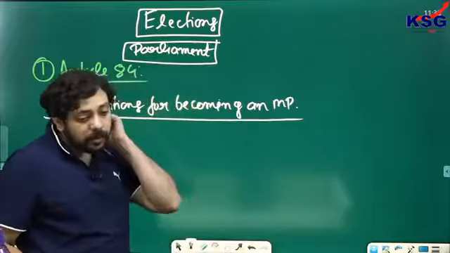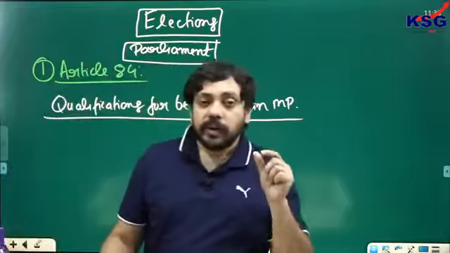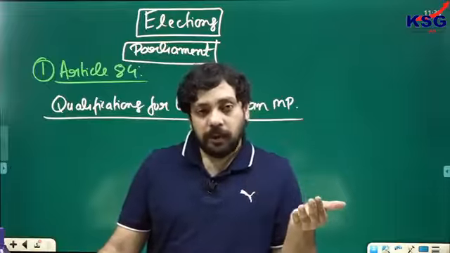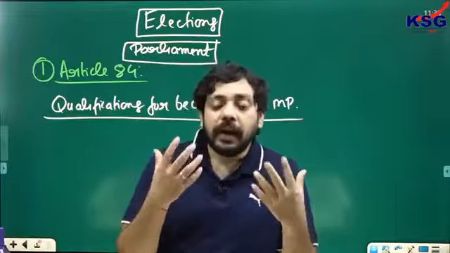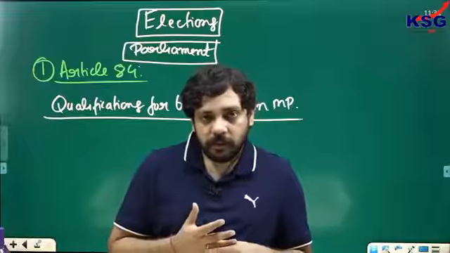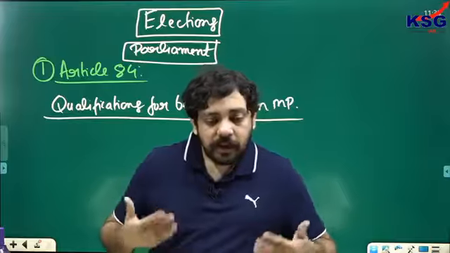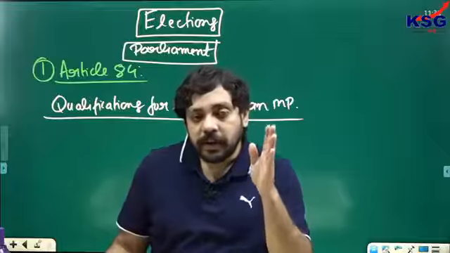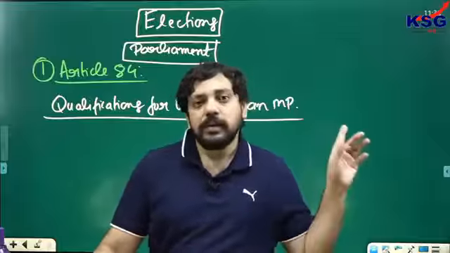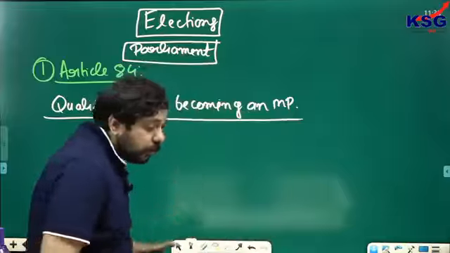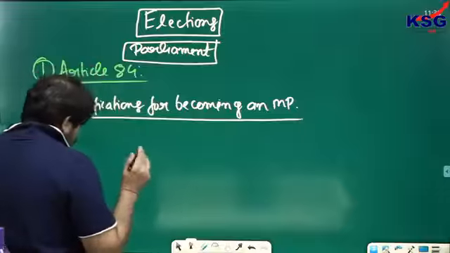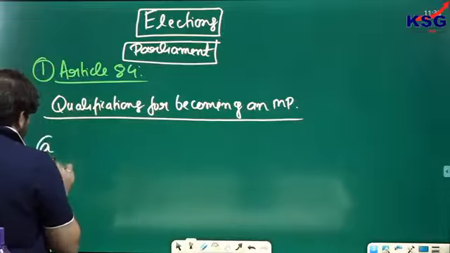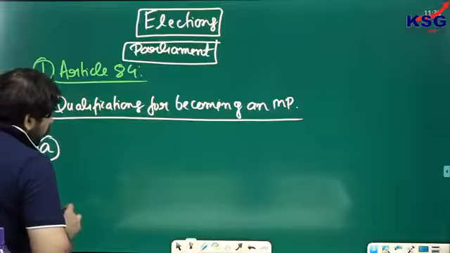What do you understand by the term qualifications? Qualification means that a person is qualified to become an MP. It means that a person is eligible to become a member of parliament. There is a kind of an eligibility criteria. If the person meets it, the person can contest elections, right? That's basically what is given in Article 84, which is a part of the parliament. What are the qualifications given in the article itself? There are two qualifications given in the article.